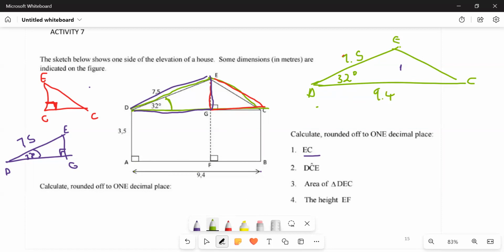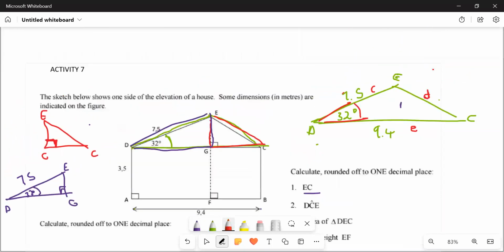So what are we looking for, Tina? We're looking for EC. If you're looking for EC here, which rule are we going to use? We're going to use the cosine rule again. Why the cosine rule? It's because we have a side, and a side, and an included angle. Are we together? Okay, let's name this triangle so that we can put it in the cosine rule. So this one here is going to be small letter d again. This one here is small letter e. This one here, small letter c.